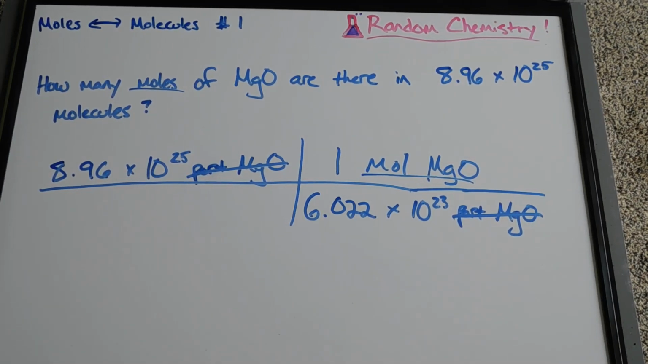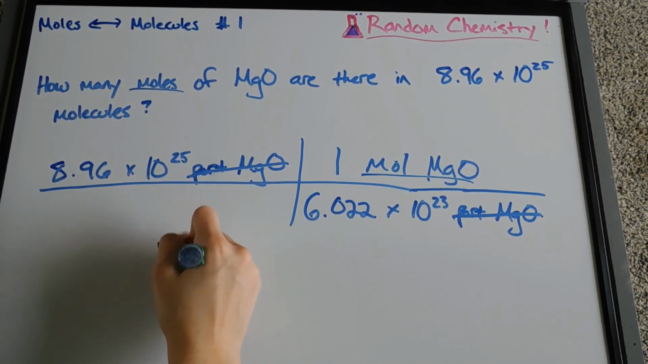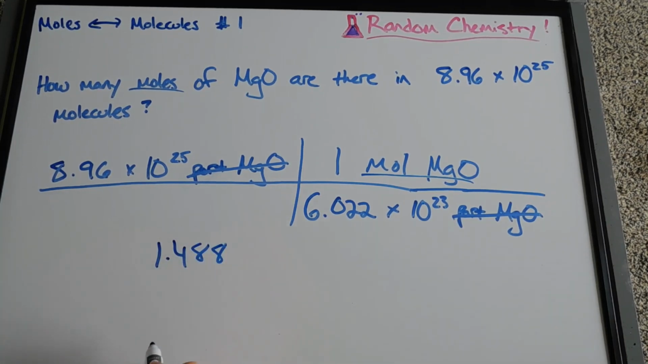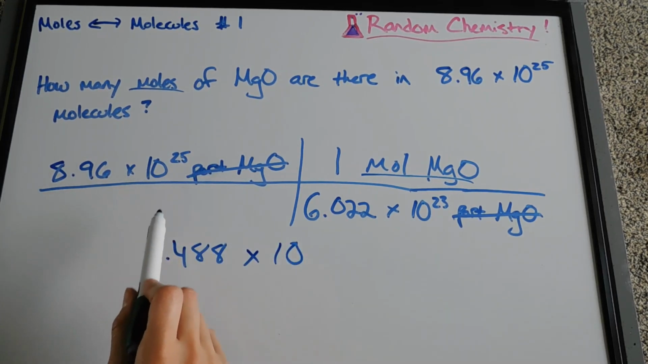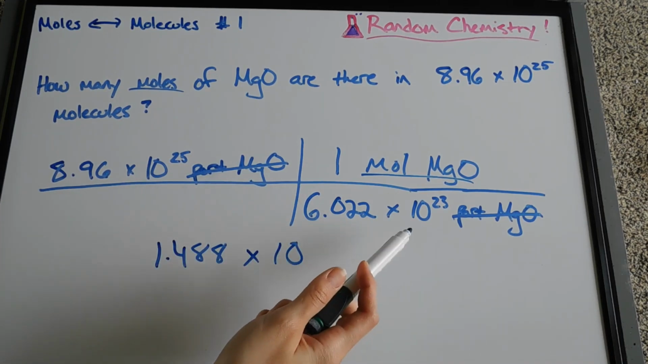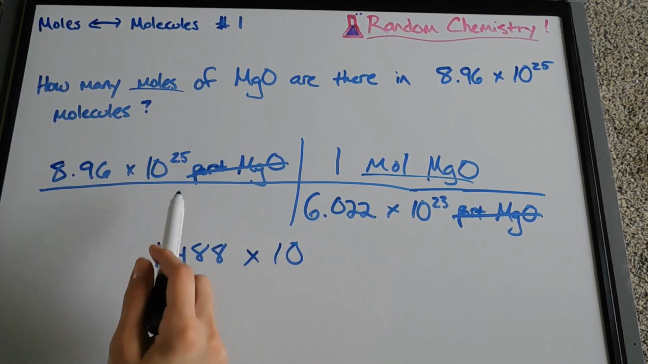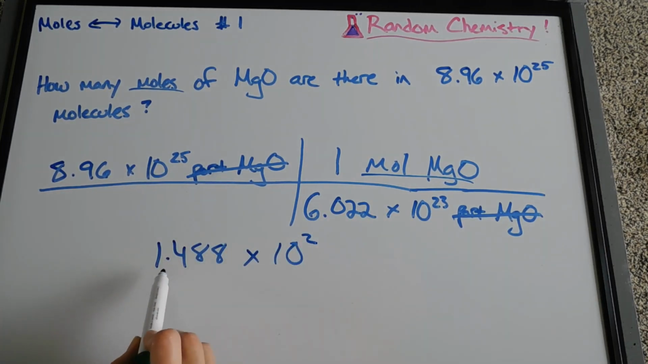So the first thing you're going to do is plug in your coefficients into the calculator. You would do 8.96 divided by 6.022. When you put that into your calculator, you should get 1.488. And then we have our times 10. So when you're dividing exponents, you would just subtract the denominator from the numerator. So it would just be 25 minus 23, so it would be 2. So our answer is 1.488 times 10 to the 2nd power.